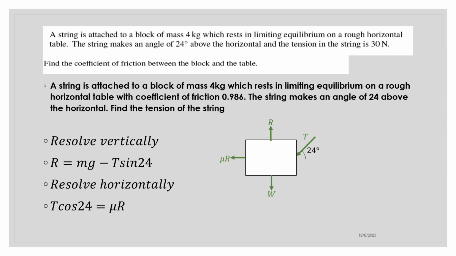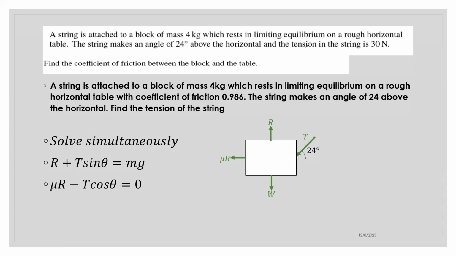So nothing really changes. We still resolve vertically and horizontally. So we can see from the resolving, R is equal to mg minus T sine 24. And we talked about that in the previous example. And if we resolve horizontally, similarly, T cosine 24 is equal to mu R. So at this point, nothing's really changed. The equations are still the same. It's just what we know that is different.